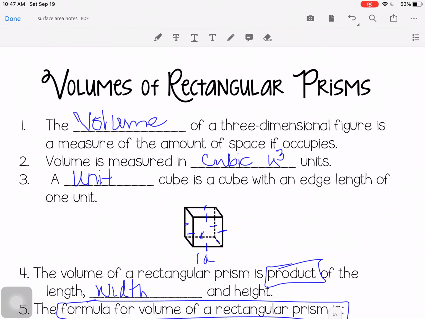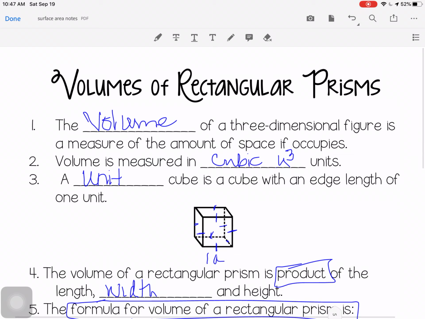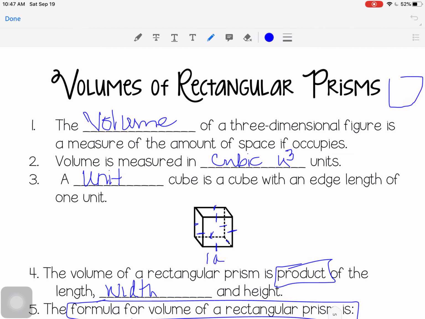So let's recap. Volume of a three-dimensional figure is a measure of the amount of space it occupies. So when you're talking about volume, you're talking about filling up something. So maybe a cup, for instance. If I was to pour water into it, the space that it occupies in the cup is called the volume.